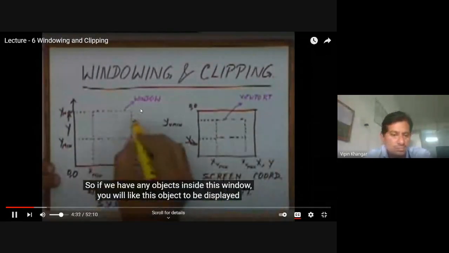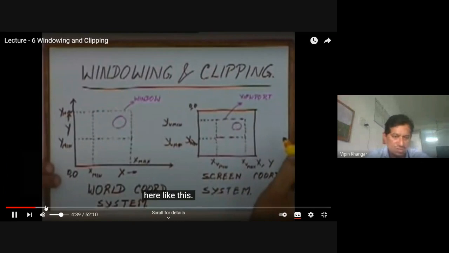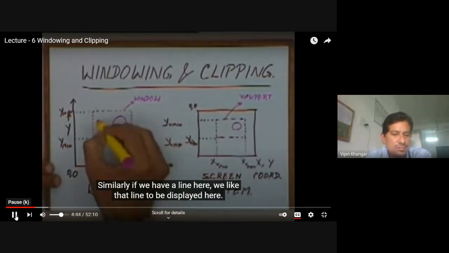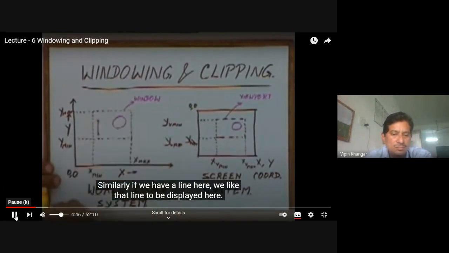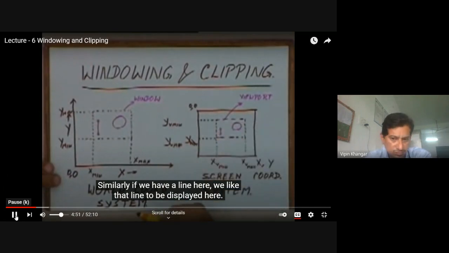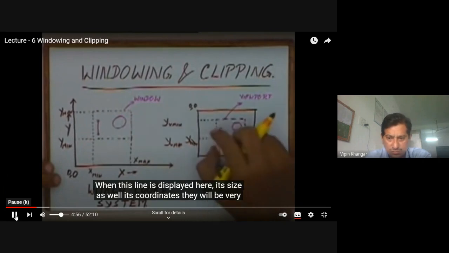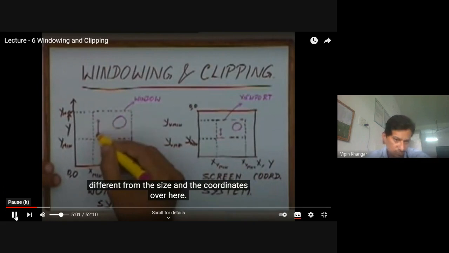So if you have any object inside this window, we like this object to be displayed here like this. This is called the mapping. Similarly, if you have a line here, we like that line to be displayed here. When this line is displayed here, its size as well as its coordinates will be very different from the size and coordinates over here. The coordinates will be different, but they will be proportionate.